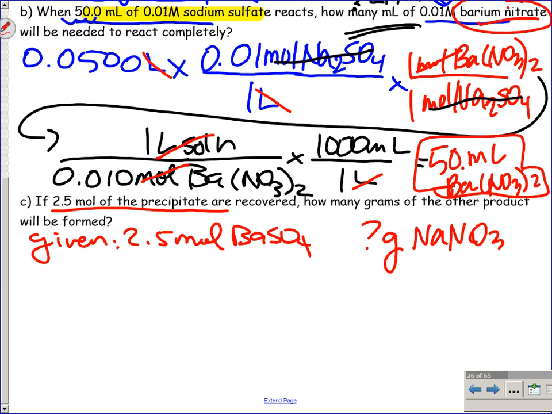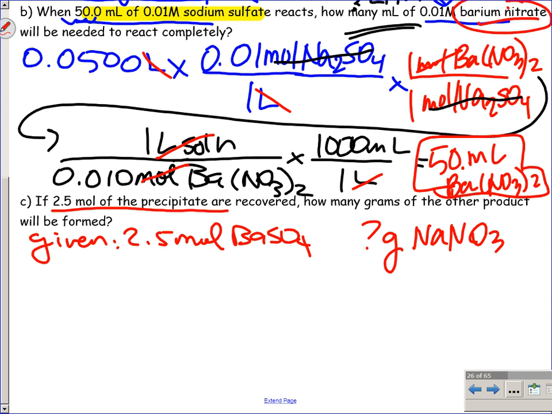Sodium nitrate, right? And you guys have that on the top of the board where you have your balanced chemical equation. So this is our unknown. I've got to get from moles of barium sulfate to grams of barium sulfate to grams of sodium nitrate. Before I begin, where am I at on my mole map? I'm not at moles of that. I'm not at moles of the first thing. I'm halfway there. What do I have to do first?